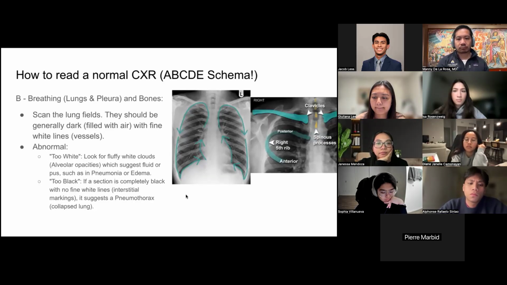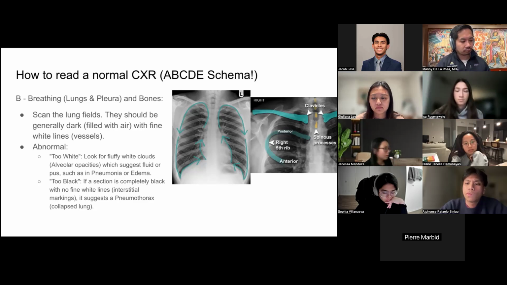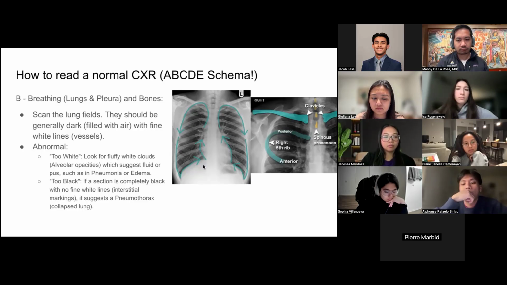For B, I like to say that it stands for breathing, which includes the lungs and the pleura and bones. Some people put bones a little bit later on, but B has that nice, fitting for both of them. So when you're looking at the lungs and the pleura, you're first just scanning. I usually start right in the middle, where they call it perihilar, to see if there's any focuses, increased vasculature, and then slowly make your way up and around to the periphery, really just following those arrows.